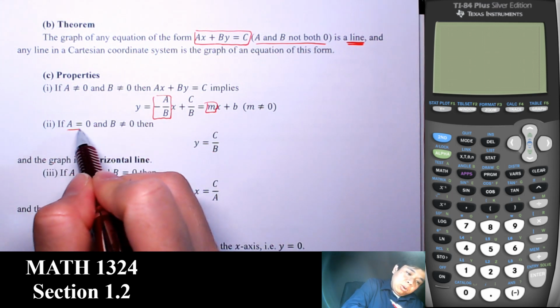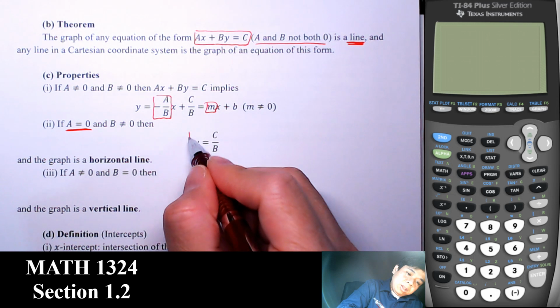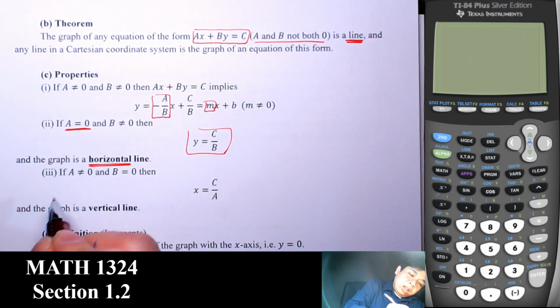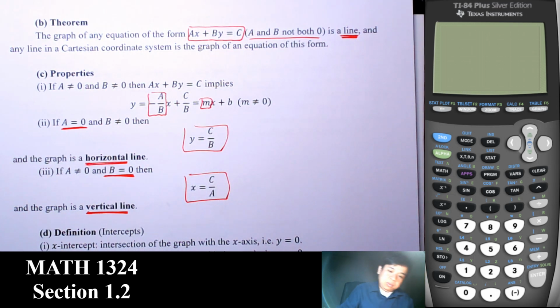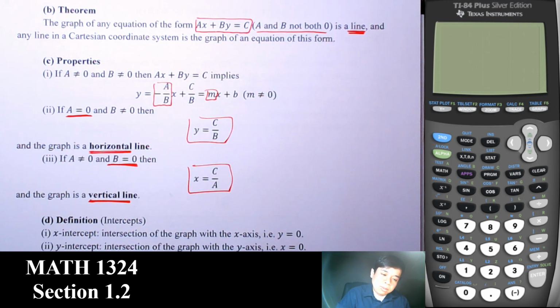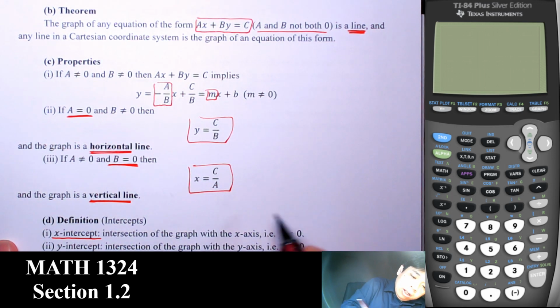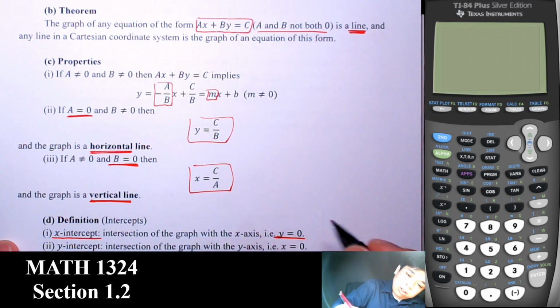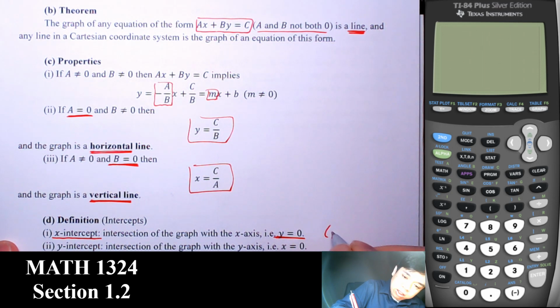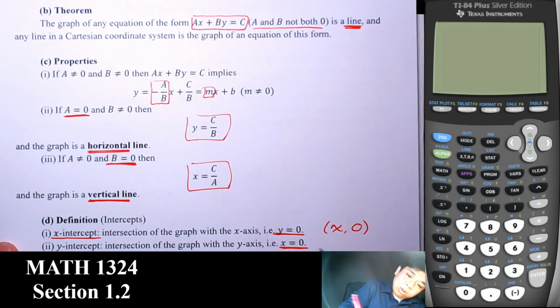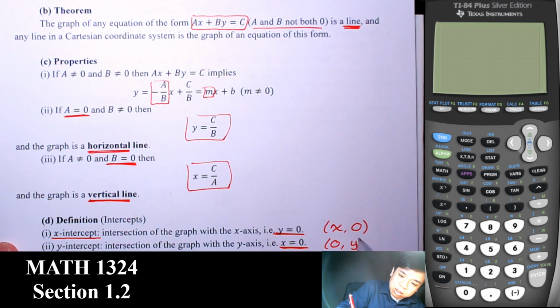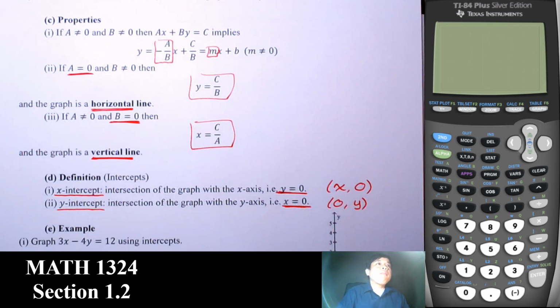If a equals 0, we have this, which is a horizontal line. When b equals 0, we have this, which is a vertical line. And we will see that. The x-intercept is when y equals 0. So we have some coordinate for x, but y has to be 0. That is the x-intercept. The y-intercept is when x equals 0 and y can be something. So that's what we have.